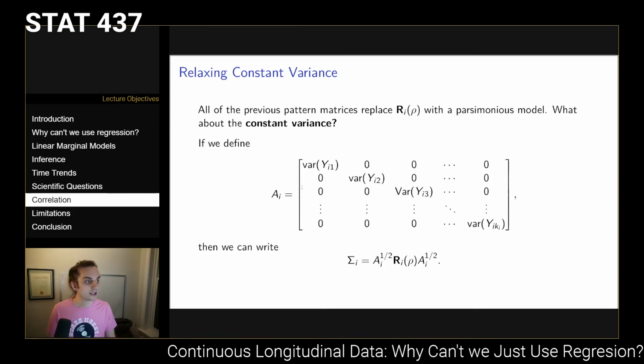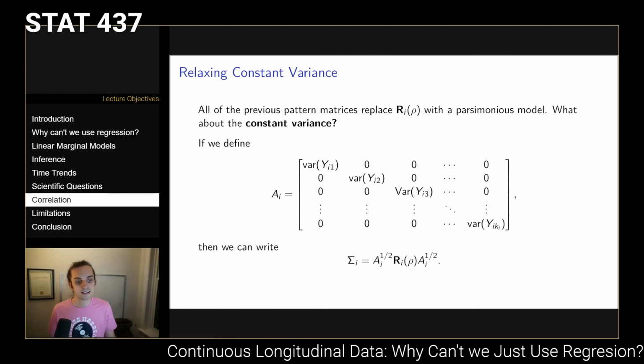So what we're doing here is we define this diagonal matrix, and along the diagonal, we just specify a different variance term for every different time point, right? So the variance of yi1 through yiki, for all of the different things. And if we write sigma i as the square root of Ai, the square root of all of these different diagonal entries, times the correlation matrix, times the square root of Ai once more, well, that's actually going to give us an arbitrary correlation or covariance matrix, assuming that we have an arbitrary correlation matrix here.